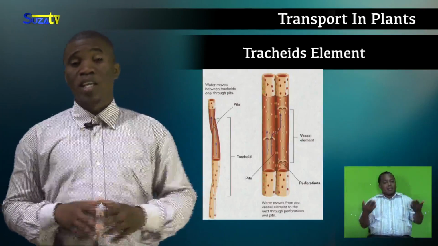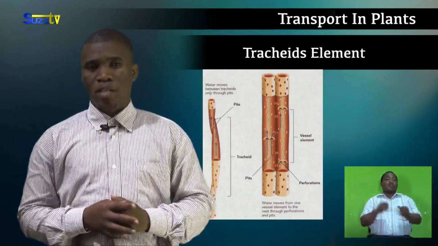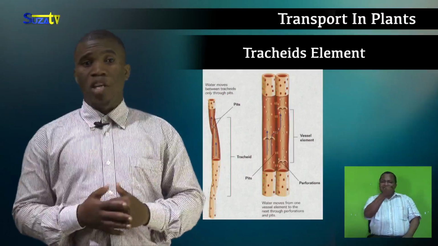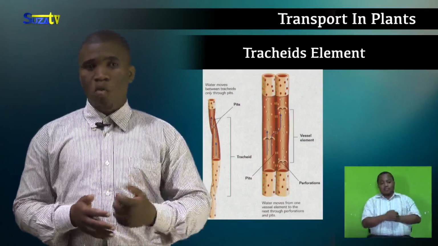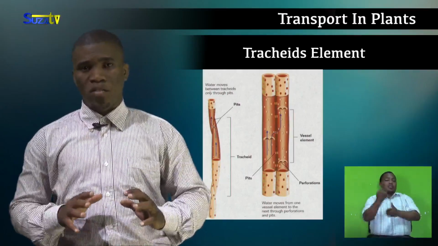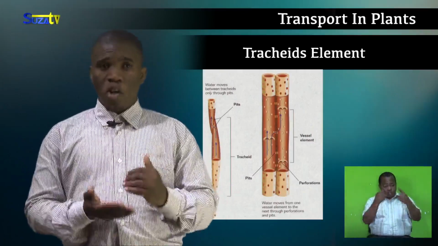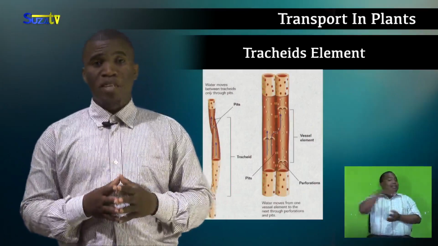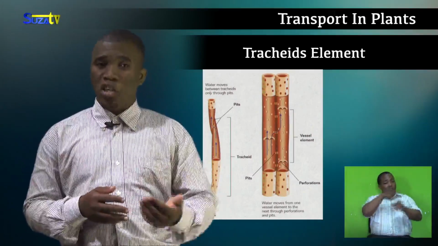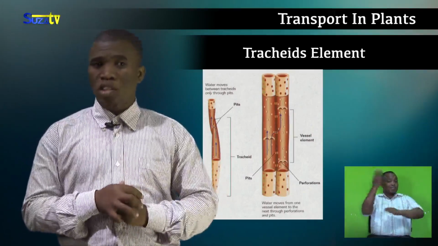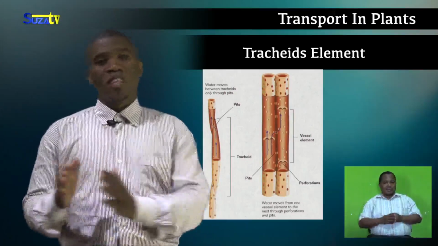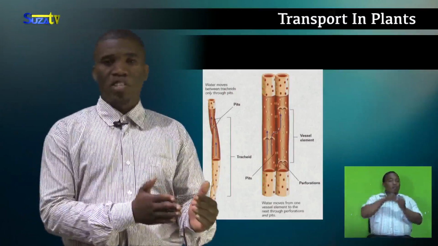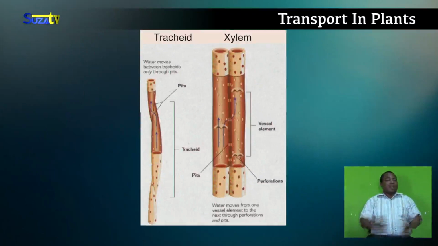Now, my dears, is the time for tracheid elements. The tracheid elements have ending walls with pointed ends, and their ending walls are perforated. Look at the following diagram, then tell me the most efficient tissue for transporting water and mineral salts in plants between xylem vessels and the tracheid elements. Give a reason, please. Who can try, please?